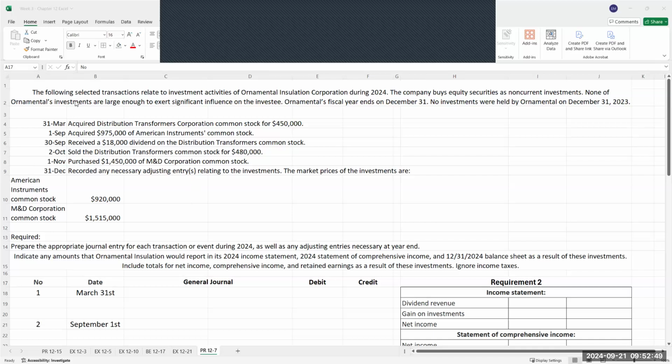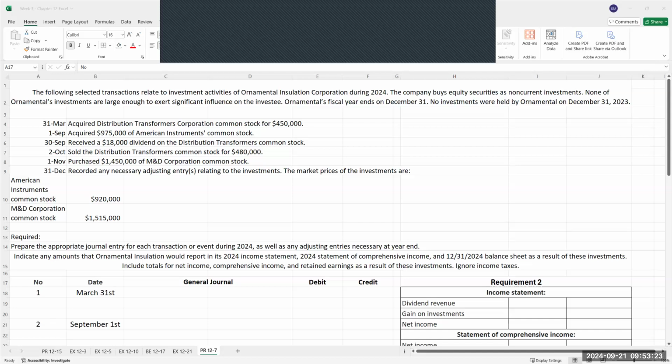So here for this question, it asks, the following selected transactions relate to investment activities of Ornamental Insulation Corporation during 2024. The company buys equity securities as non-current investments. None of Ornamental's investments are large enough to exert significant influence on the investee. Ornamental's fiscal year ends on December 31st. No investments were held by Ornamental on December 31st, 2023. So we have to record all of these journal entries.